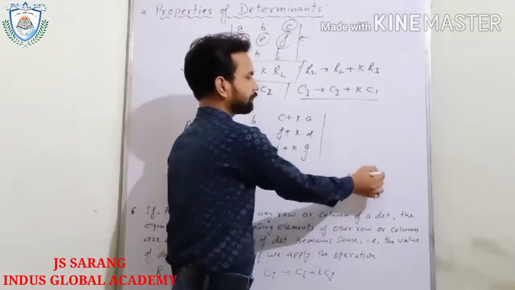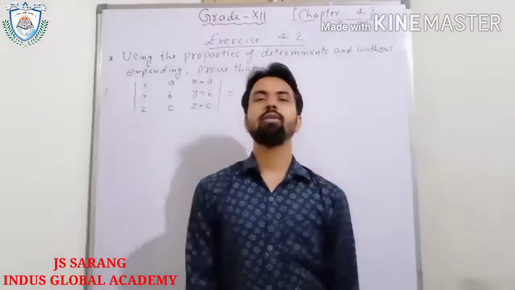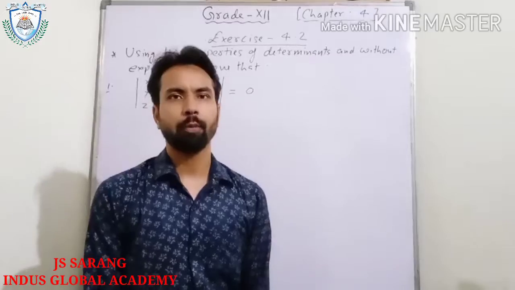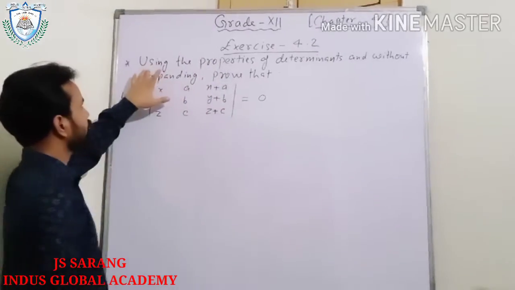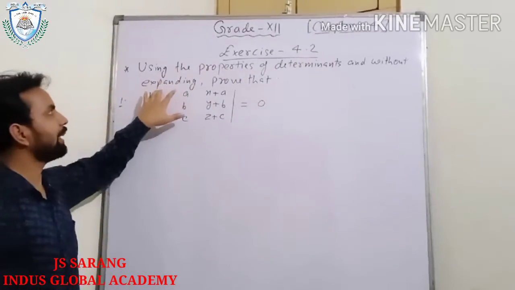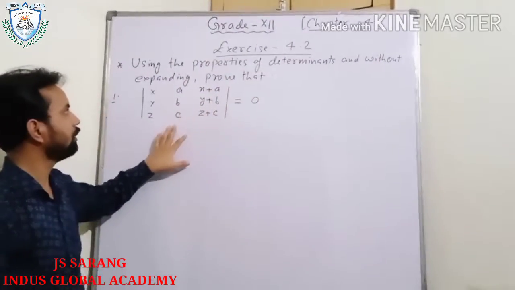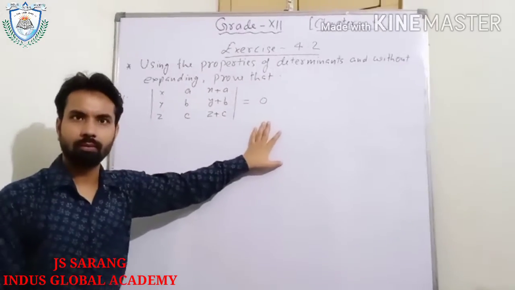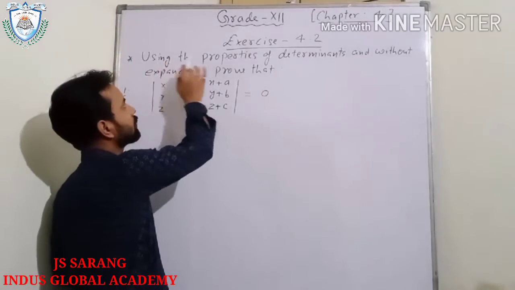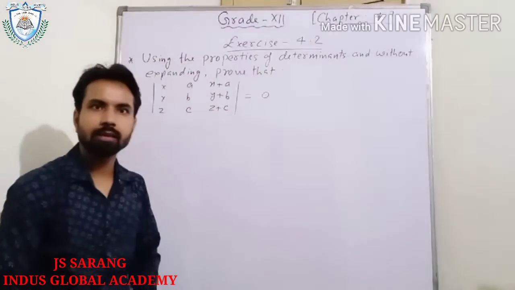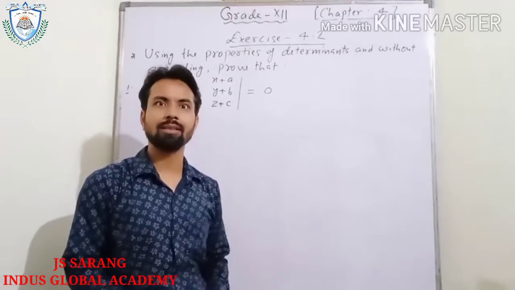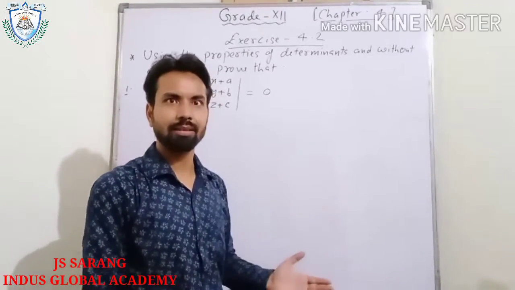Okay, good. Now students, I am going to explain exercise 4.2. So the very first question of exercise 4.2 is this. Using the properties of determinants and without expanding, prove that the value of this determinant equals 0. Clear? So here it is very clear that we will have to use the properties of determinants. What are the properties of determinants? These properties we have already discussed. Understood?